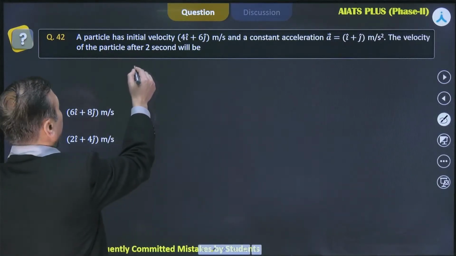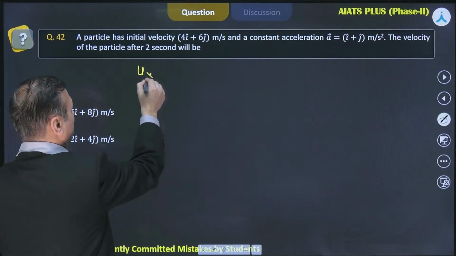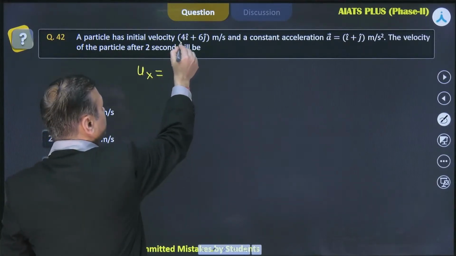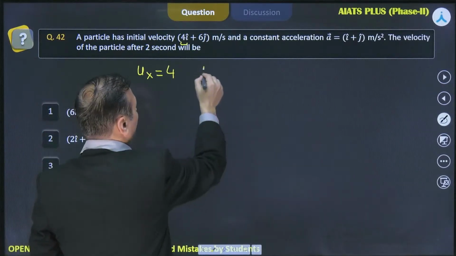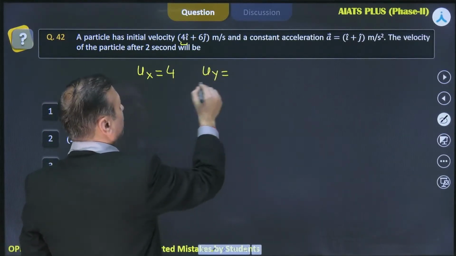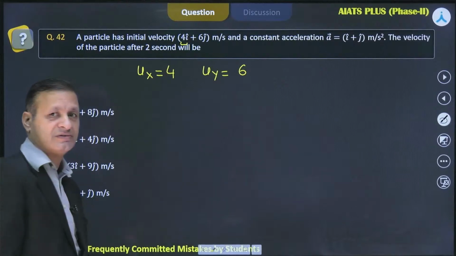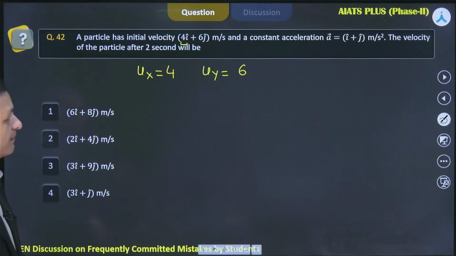So let's frame the given situation. What is the initial velocity along the x-axis? That is given to you as 4. What is the initial y component? That is 6. So this is the given information.